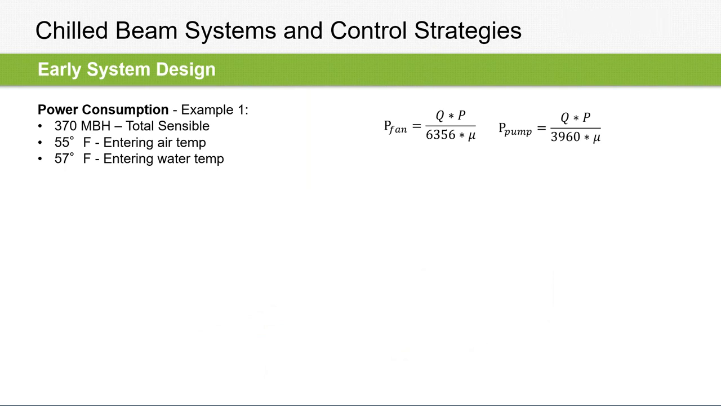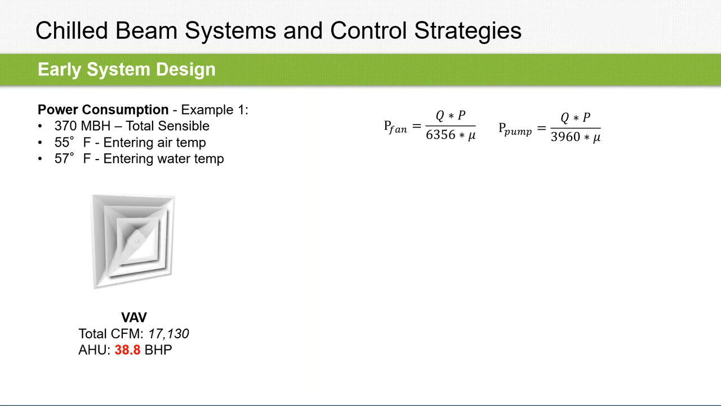So looking at the power, just exploring why it's more efficient, we've got two power equations at the top right, one for fan energy and one for pump energy. Consider an example of 370,000 BTUs. We're going to use an entering air temperature of 55 degrees, right at your dew point, and entering water at 57 degrees. These are pretty common temperatures for chilled beam systems, and 55 is pretty common for all-air as well.